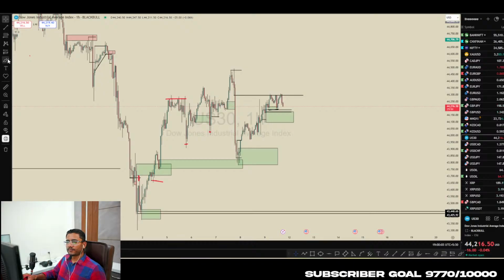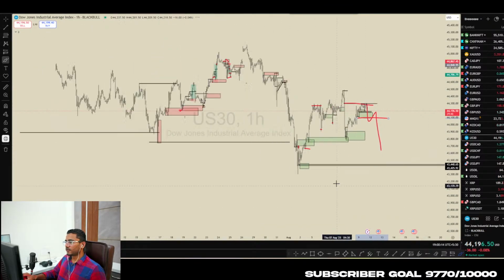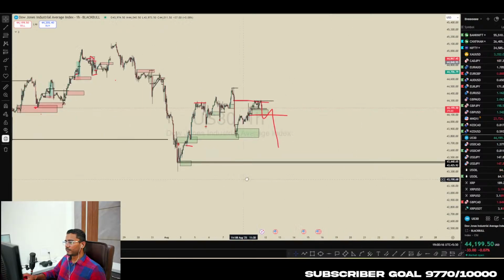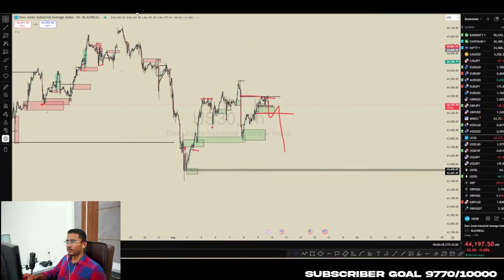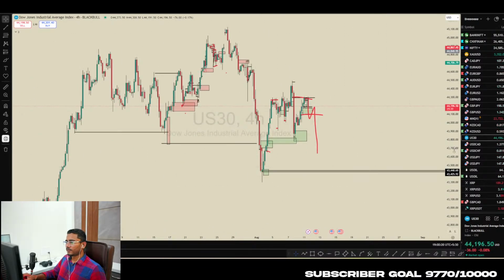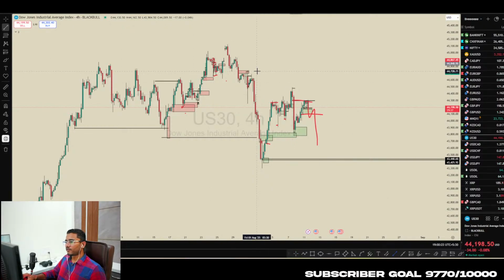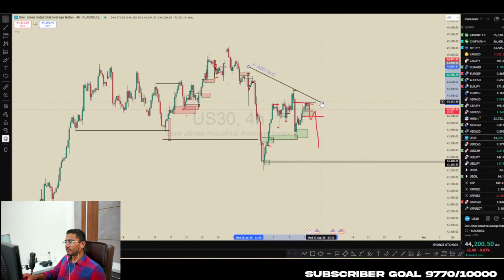So here price has tapped this area. If this breaks and continues to the upside, we look for a buy side entry. And if this fails, then probably there will be continuation to the downside. Just like this. If we look at 4 hour, price has already created this trend line. So let's see what price does.